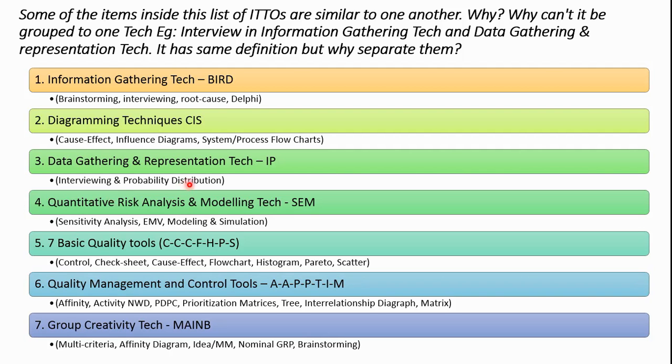So the answer is we put these in groups in the PMBOK guide to better help the flow. Can you imagine if we had, like in this case, in 6 and 5, 7 additional tools and techniques listed under plan quality management? Can you imagine how long that list would be?